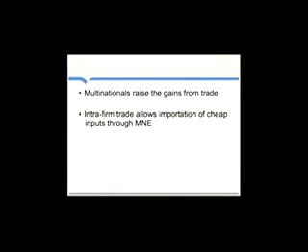New Zealand aside, a more general point here is that multinationals raise the gains from trade, and the gains from trade and the gains from foreign direct investment, well, those two things interact. And one way to think of it is to realize that intra-firm trade, that is allocation of resources within the multinational, allows for the relatively cheap importation of inputs from other countries through the multinational, and in turn that helps a nation export.